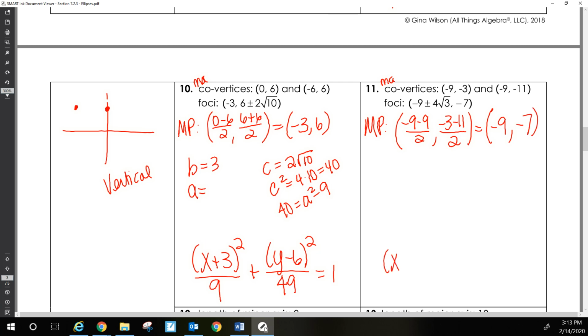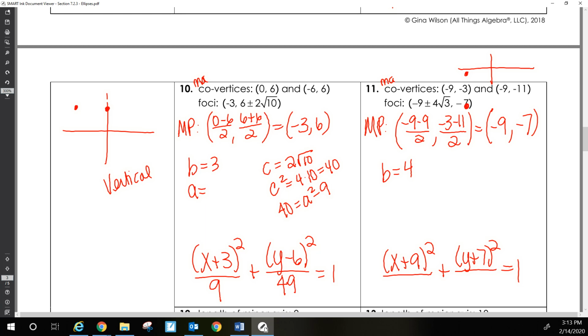So I've got (x minus negative 9) squared, (y minus negative 7) squared, always equal to 1 there. The distance between negative 3 and negative 7 is 4, but that's my minor axis, so my b is going to be 4. Let's see, is this guy going to be a horizontal or vertical? So I've got negative 9, negative 3, and the negative 9, negative 11 is way down here.